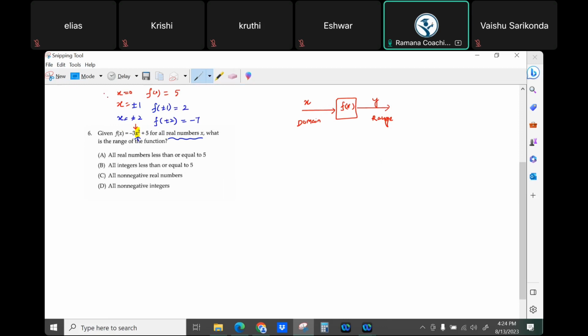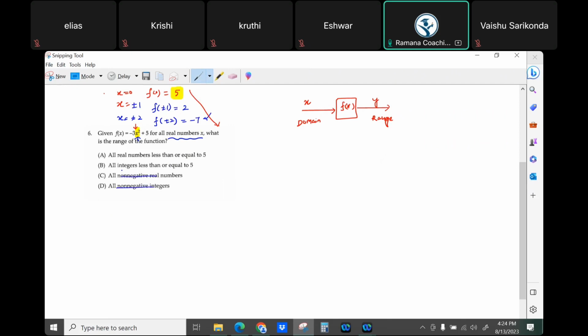As the x values are either going to the left or right, your y value is getting worse, right? That means the highest you can ever have is what? 5. And then obviously range can't be negative 2. So this is nonsense, right?